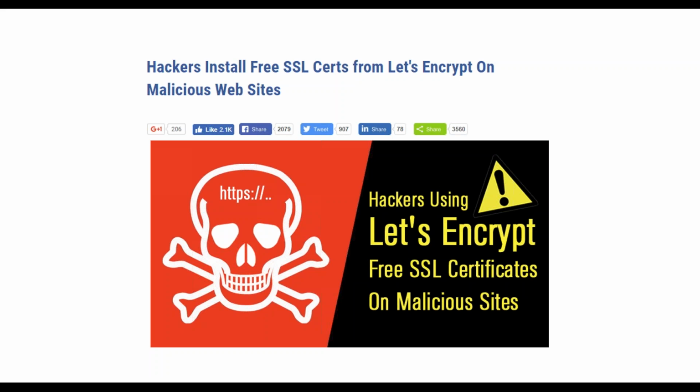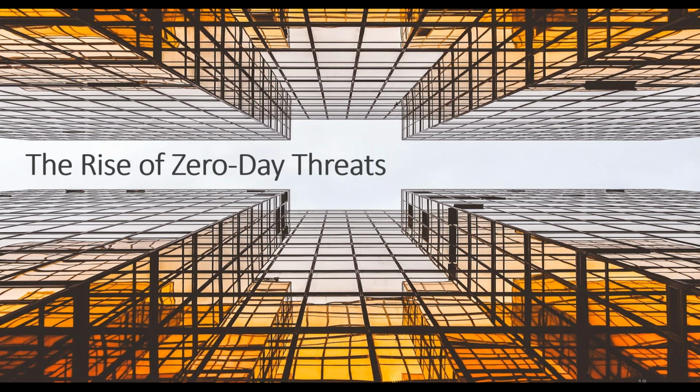Encryption is clearly a big deal. What other hacking growth are we seeing out there? The other major area that we're seeing growth in is zero-day threats. Zero-day threats have always been around. This isn't a brand new thing per se, but in the past year, they've really taken off.